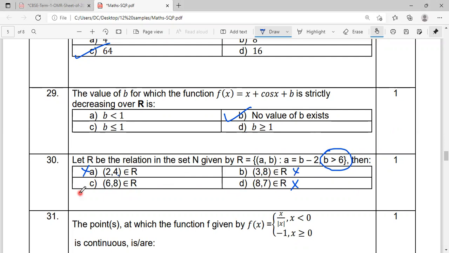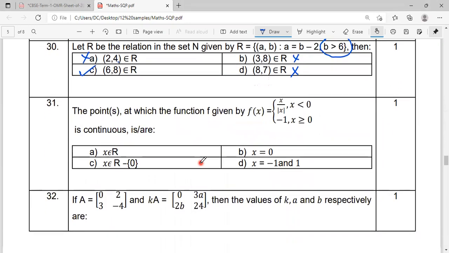So I rejected all these 3. So my answer is this. Sometimes we can answer the question by rejection. So read the question, read the options, and see whether it is right or not.